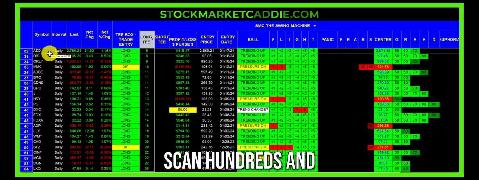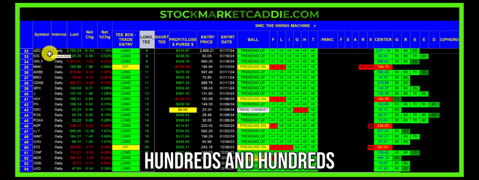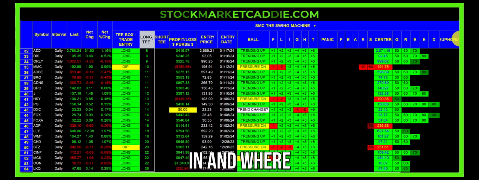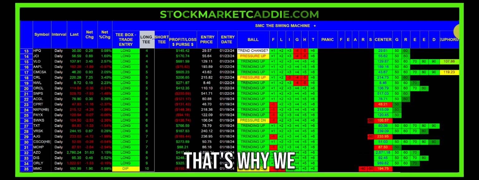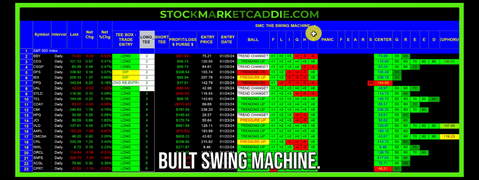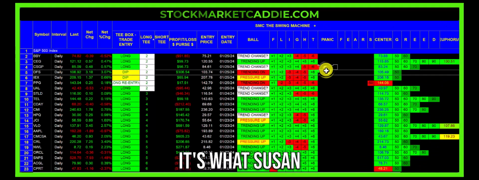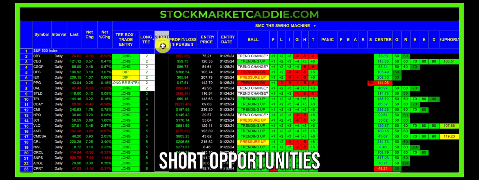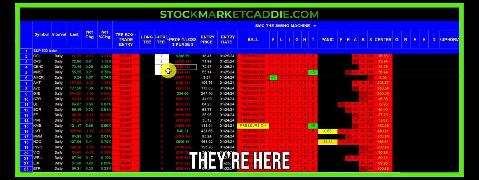Pretty hard to scan hundreds and hundreds of stocks and know precisely where to get in and where to get out. That's why we built the Swing Machine Plus. It's what Susan and I use day in and day out. And by the way, if you want short opportunities, they're here too.